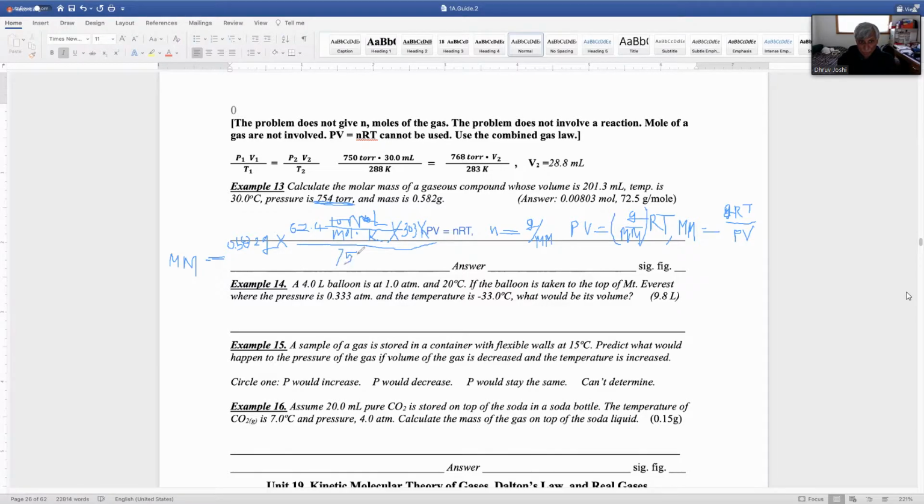754 torr. Now, the important part is you should be able to cancel out all the units that you don't need, and you should be left over with the unit that you need. And which unit are you going to need over here? Molar mass is measured in grams over mole. So those are the units which you are left over with at that time. So let's find out when we cancel out. Torr and torr cancel out. Kelvin and Kelvin cancel out.